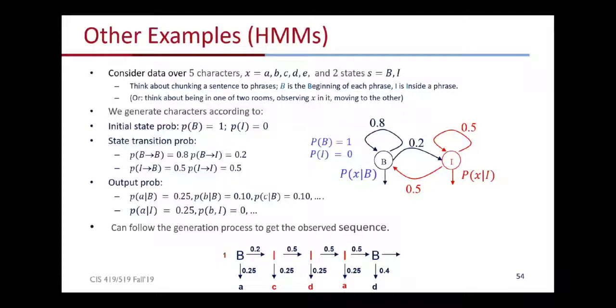I don't know what the initial probabilities are. I don't know what the transition probabilities are to move from B to I, from I to B, or to stay in B or to stay in I. And I don't know what the emission probabilities are, which is the probability of producing A or B or C or D or E, given that I'm in B or given that I'm in I. So these are the three types of probability distribution that I need to estimate: initial, state transitions, and output probabilities.